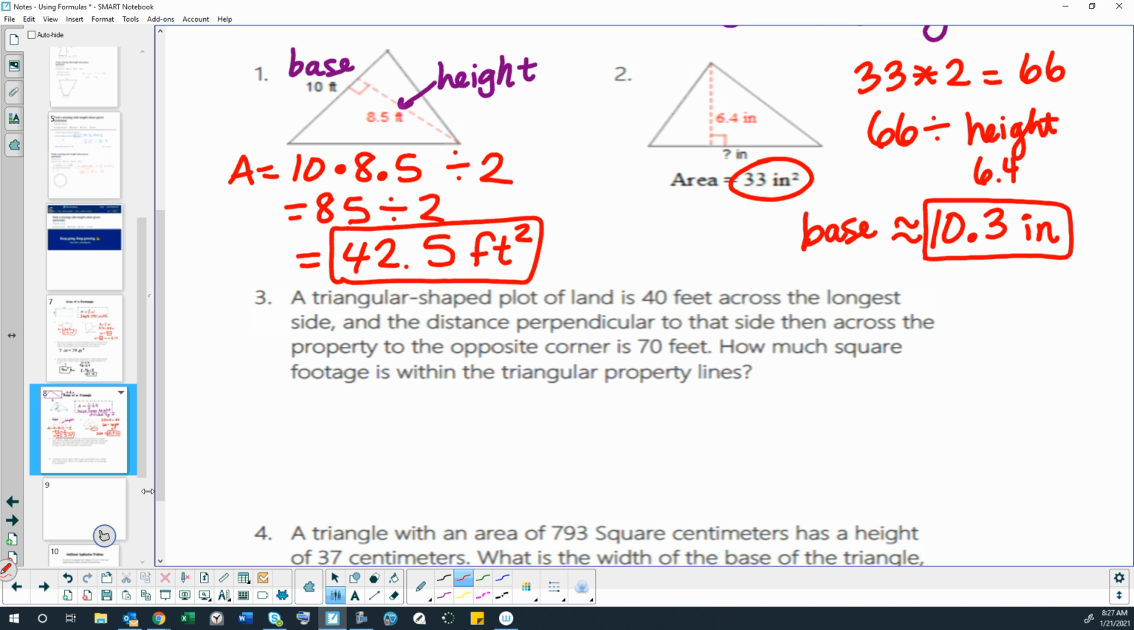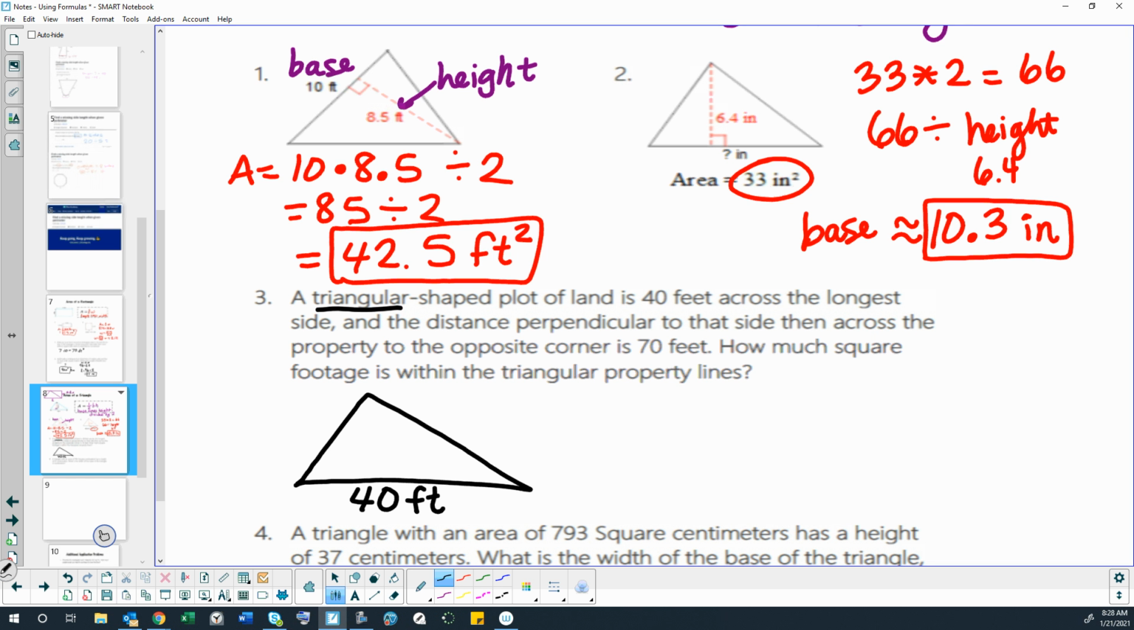A triangle. Let's start with that. So a triangle. Let's draw a triangle. That was easy. A triangular-shaped plot of land is 40 feet across the longest side. Well, I'm going to say that this side right here is the longest side, 40 feet.